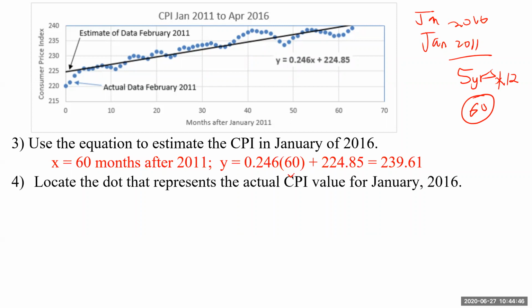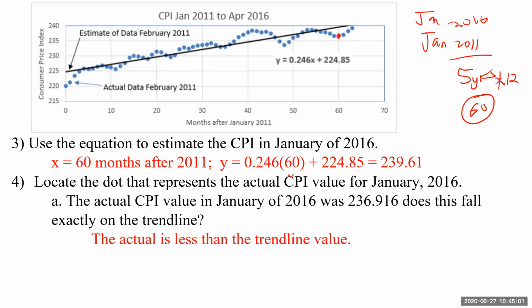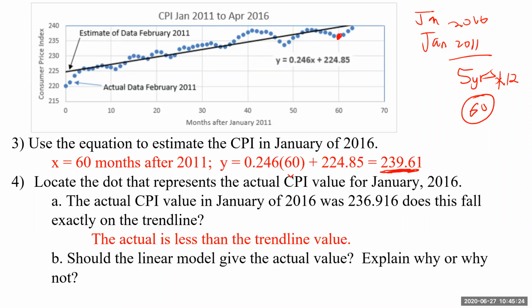Now locate the dot that represents the actual CPI value for January 2016. So you look at this side and you look at that. Now you want to compare that to the predicted. The actual is what you find on the graph, and this number is the predicted. If you compare the two, you realize that the actual is less than the trend line value. Is that okay? So the actual value is what you see on the graph, and this is the predicted or the estimated value. Now, should the linear model give the actual value? Explain why or why not.